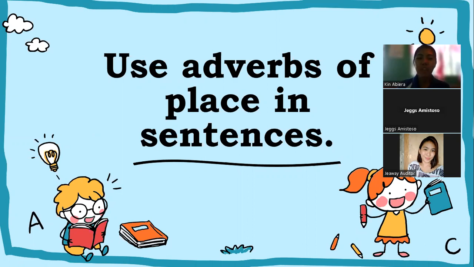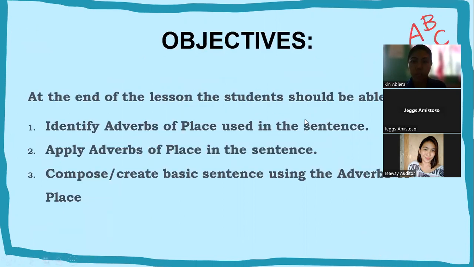Okay, so our topic for today is use adverbs of place in sentences. For our objectives, at the end of the lesson, the student should be able to identify adverbs of place used in the sentence. Second, apply adverbs of place in the sentence. And lastly, compose or create basic sentences using the adverbs of place.